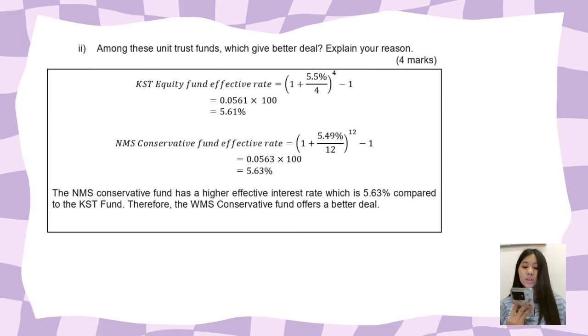Question 2: among these unit trust funds, which gives a better deal? Explain your reason. So we need to calculate the effective rate first. The KST equity fund's effective rate is calculated as open bracket 1 plus 5.5% divided by 4 close bracket to the power of 4 minus 1, which gives 0.0561 or 5.61%. Meanwhile, the WMS conservative fund's effective rate is open bracket 1 plus 5.49% divided by 12 close bracket to the power of 12 minus 1, which equals 0.0563 or 5.63%. So the WMS conservative fund offers the better deal because it has the higher effective interest rate.